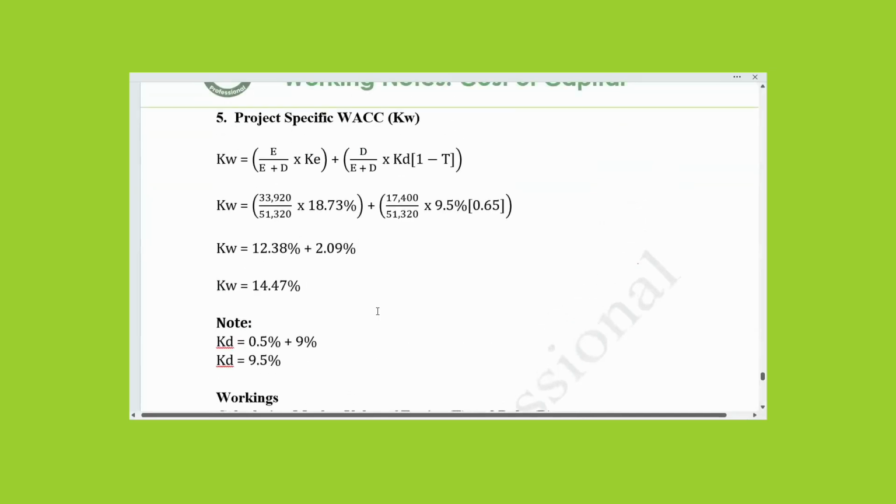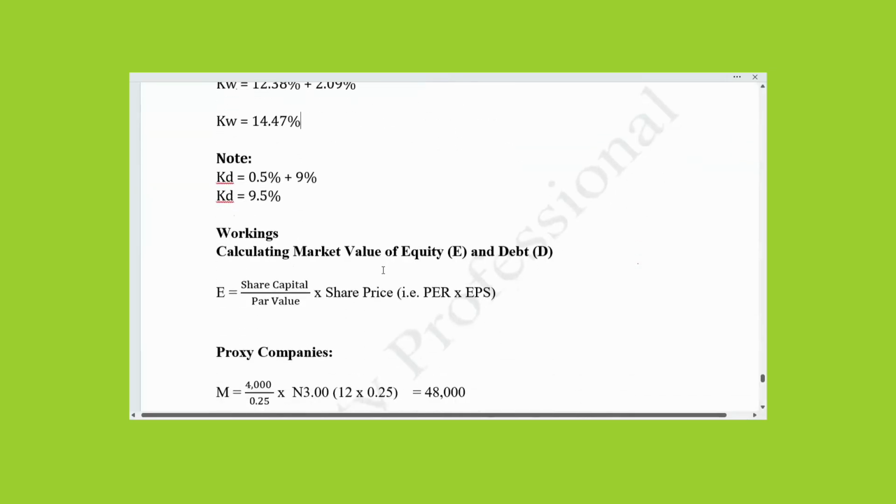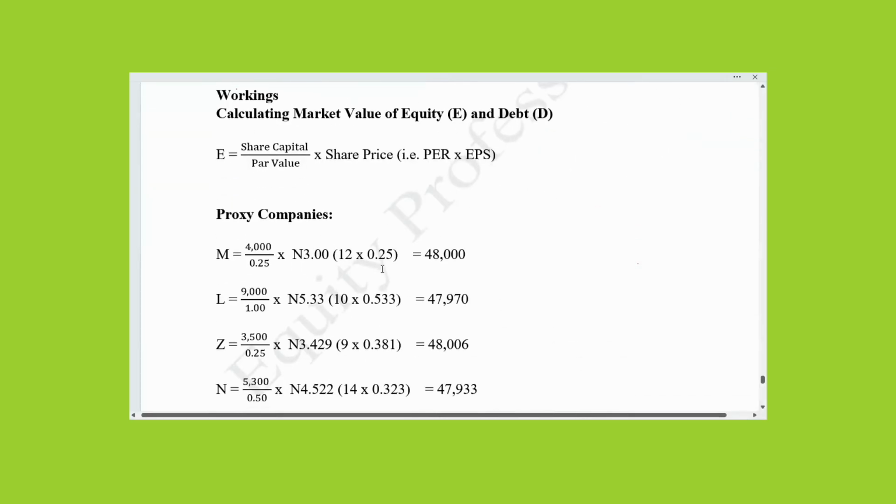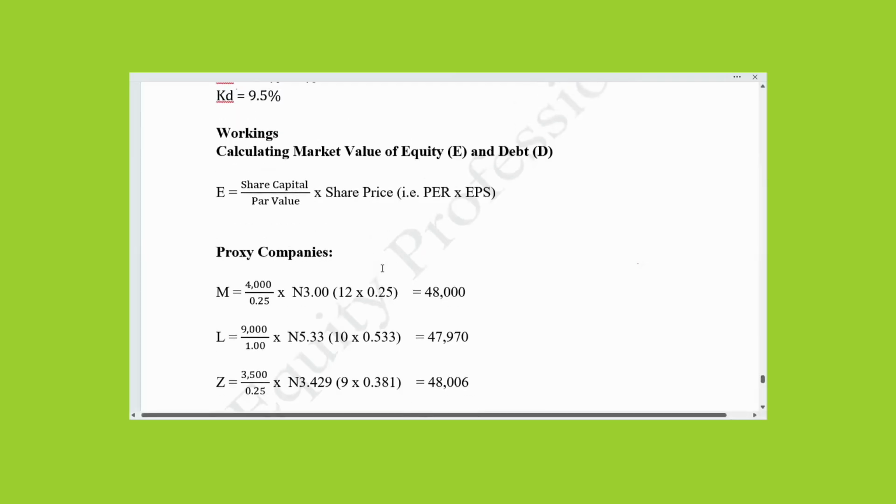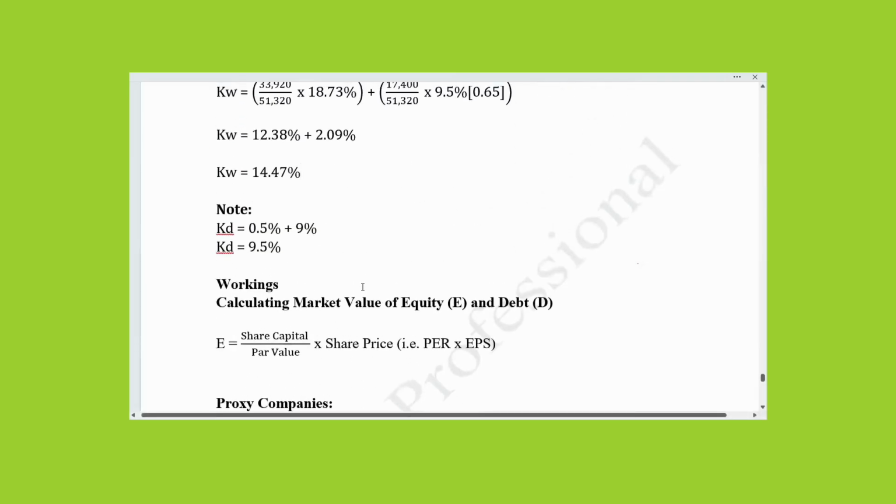The only challenging thing there is your ability to calculate the value of equity and debt for the proxy company and the main company. Once that is done, every other thing is just straightforward. Usually, project specific is always easy to calculate.